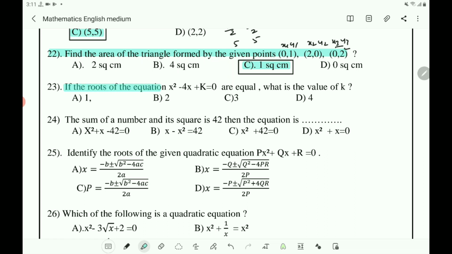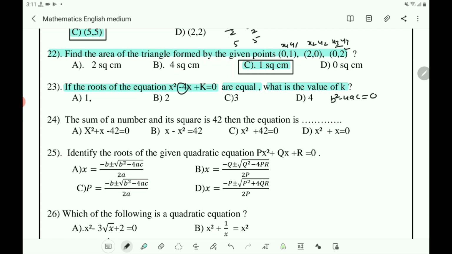If the roots of the equation x square minus 4x plus k equals 0 are equal, what is the value of k? Here, roots are equal means b square minus 4ac equals 0. b square minus 4ac equals 0.